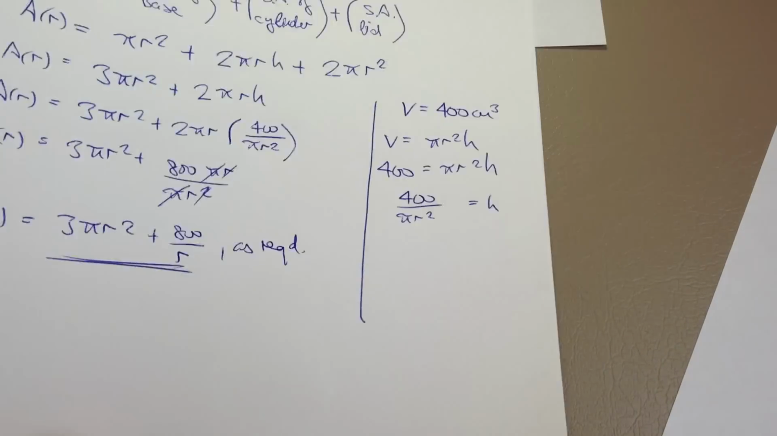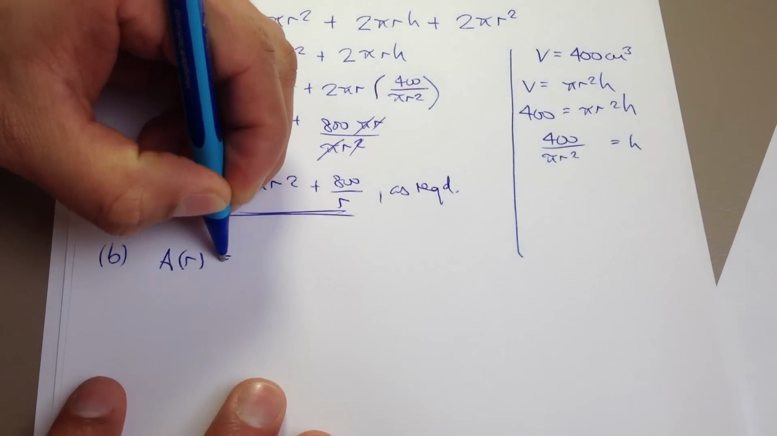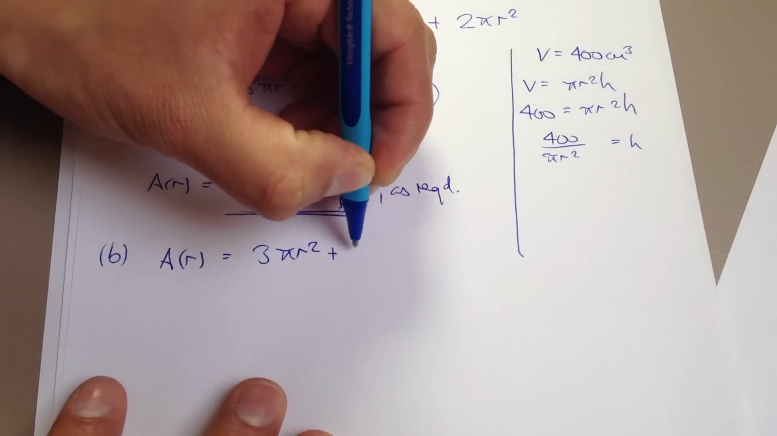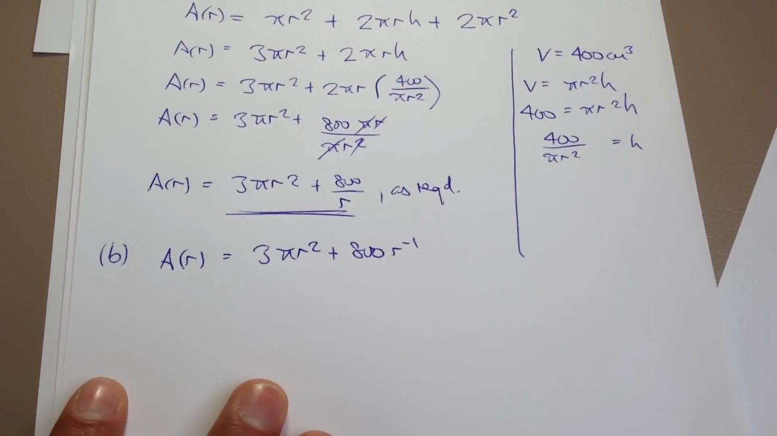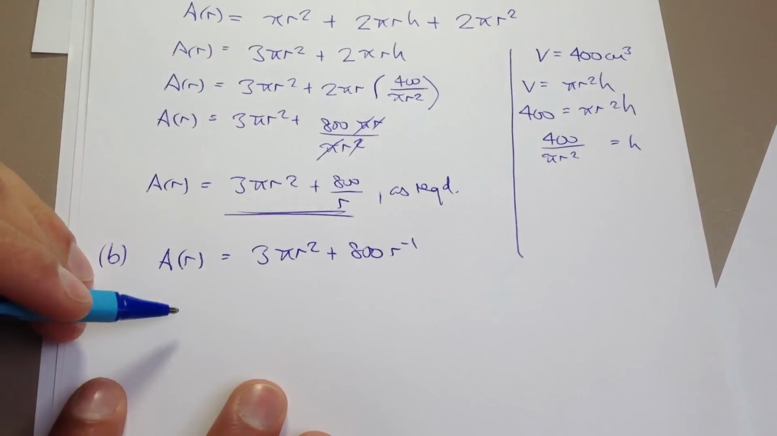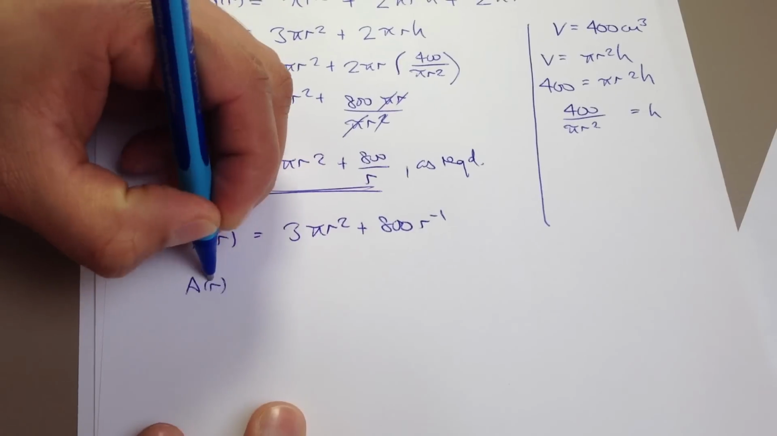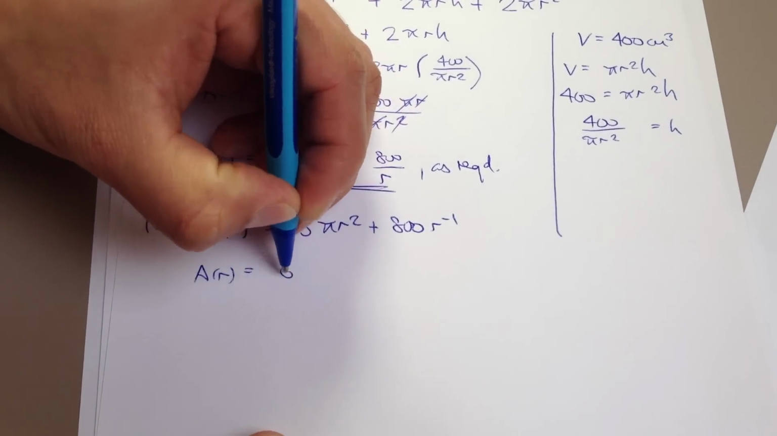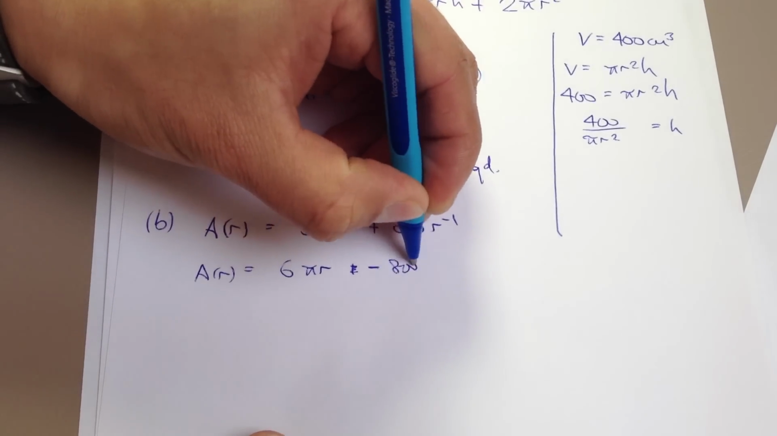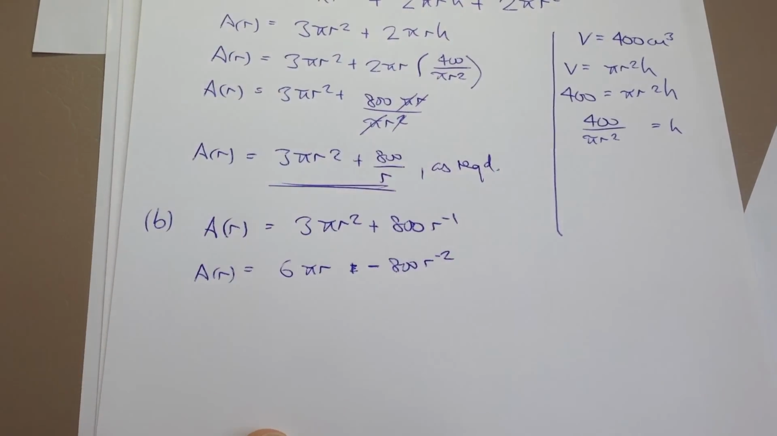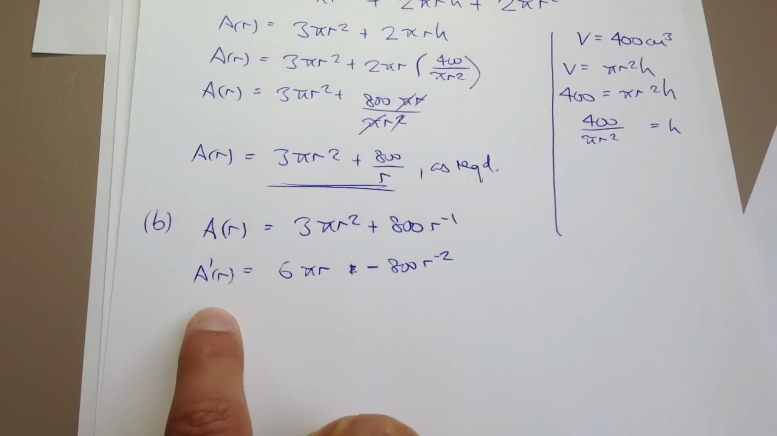So if I write down my actual equation once again, this is part B, A of r equals 3 pi r squared plus 800, and I'm going to write that as r to the minus 1 using my indices rules from Intermediate 2 maths. You bring the r to the top and the power becomes a negative. Now I'm in a position where I can actually differentiate. That's going to give me 6 pi r, and it's actually going to be a subtract 800 r to the minus 2. Excellent. So I have an expression for A dash r.